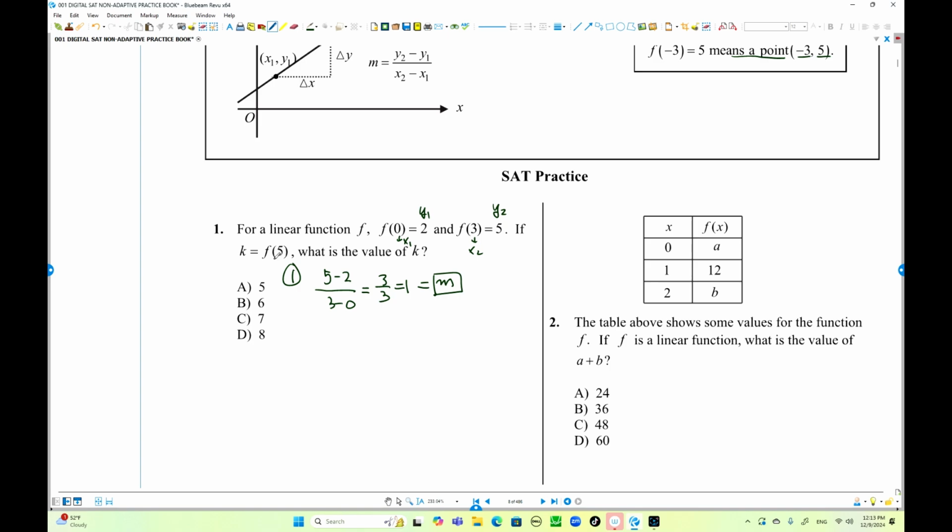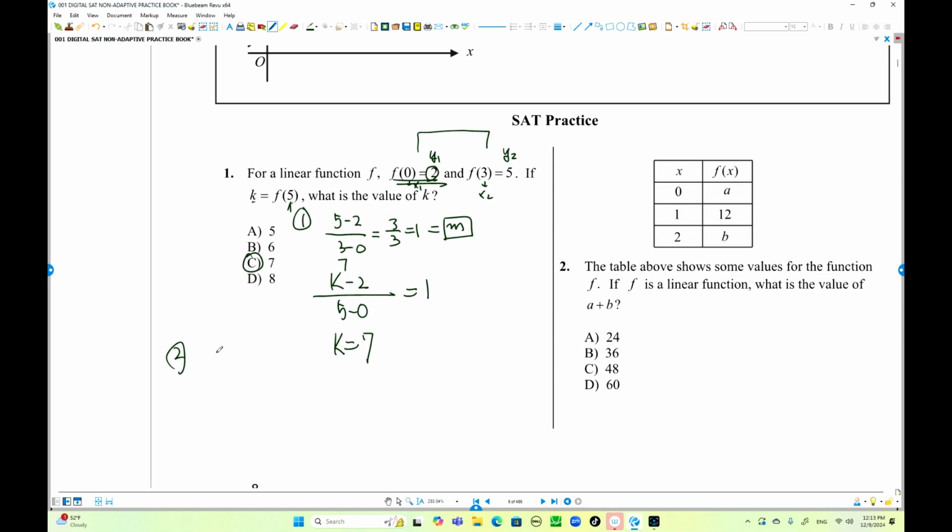To find k, we can choose either of these points. I'm going to choose this one, okay? This is 2 and the k, right? K minus 2 over 5 minus 0. That is equal to still 1, isn't it? So k equals what? 7, right? 7 minus 2 is 5, okay? That's the answer.